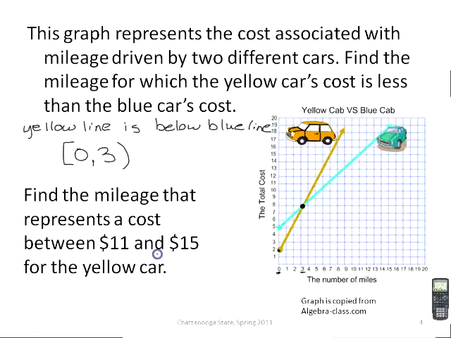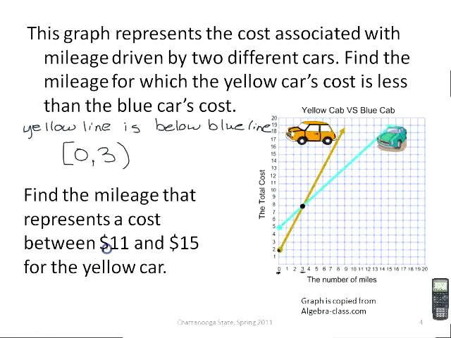Now I would not include the 3 here because when the mileage is exactly 3 miles, the cost is the same because that's where my lines are intersecting. For mileages 3 or higher, the cost of the blue cab would be smaller.